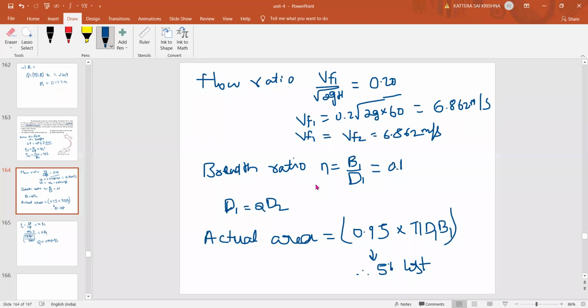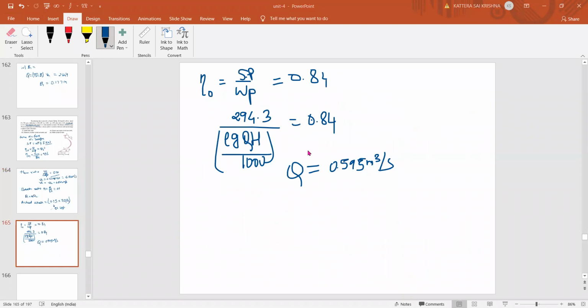Because one more condition he gave. What is that? Here you can see, B1 by D1 equal to 0.1. So I am taking B1 equal to 0.1 D1. Yes or no? Are you able to understand what I'm telling? Here, I'm taking B1 in terms of D1. So B1 equal to 0.1 D1, right? So if you use that condition, we can find the D1 value from the discharge, right? So I will tell why and how.